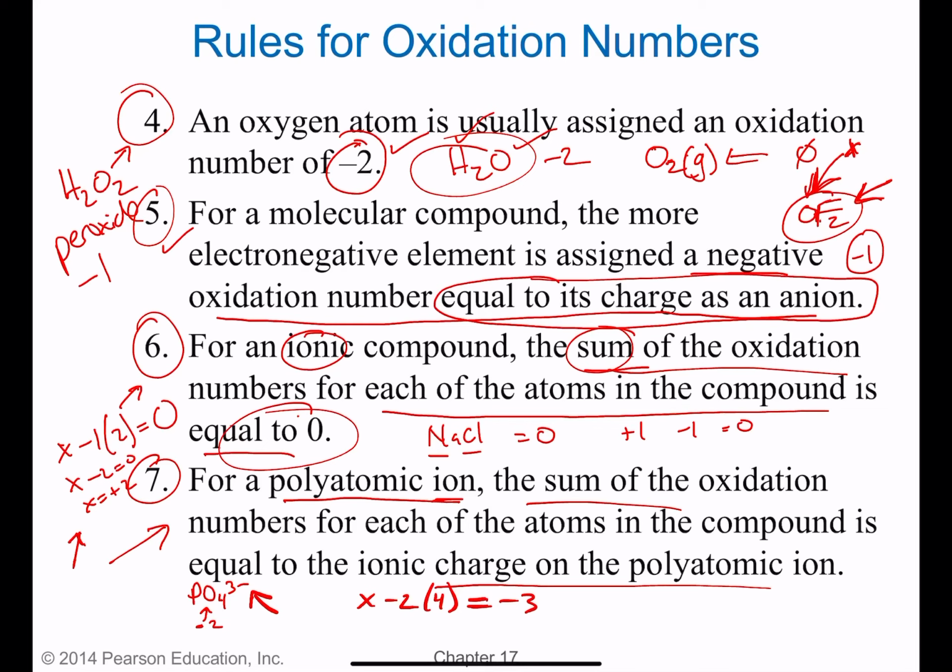And then if I wanted to figure out what the oxidation state for phosphorus is, I just solve for X. So I'll have X minus 8 equals -3. X is going to come out to +5. So the phosphorus actually has an oxidation state of +5 in the phosphate polyatomic ion. The point is what rule number 7 is saying is we did equals -3 here because the charge was -3 of the ion.